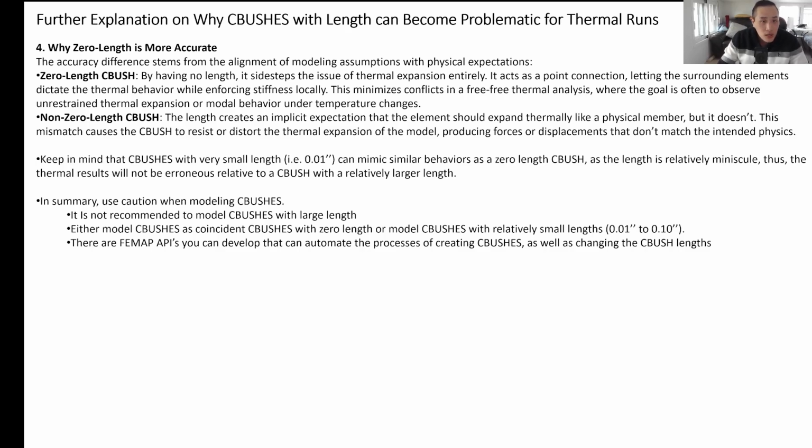So in summary, use caution when modeling CBUSHES. It is not recommended to model CBUSHES with large length anywhere within your model. Either model CBUSHES as coincident CBUSHES with zero length, or model CBUSHES with relatively small lengths, such as 0.01 inches to 0.10 inches. And as I mentioned before, there are FEMAP APIs that you can develop that can automate the process of creating these CBUSHES as well as changing the CBUSH lengths, so you don't need to do this manually.